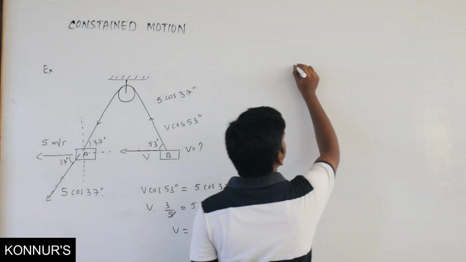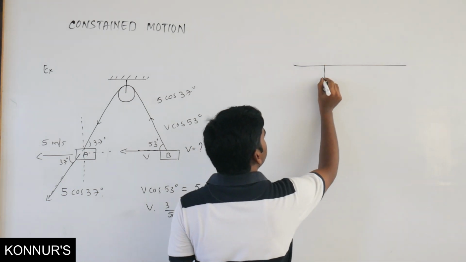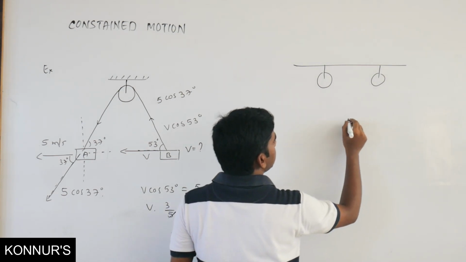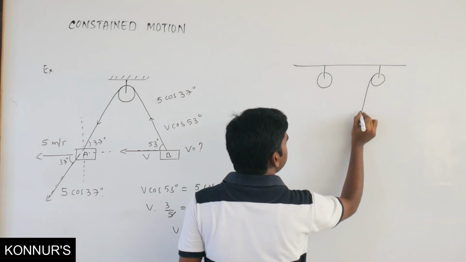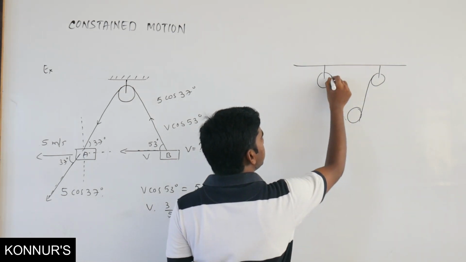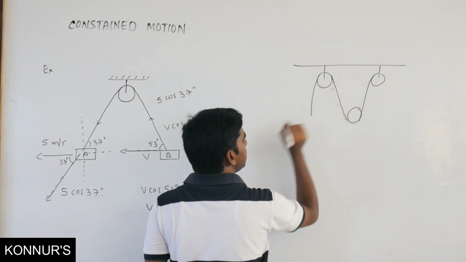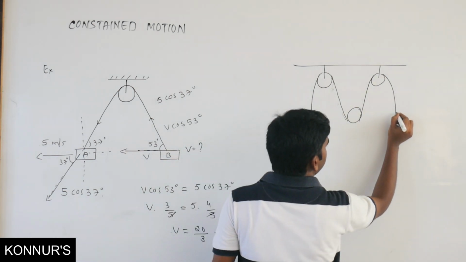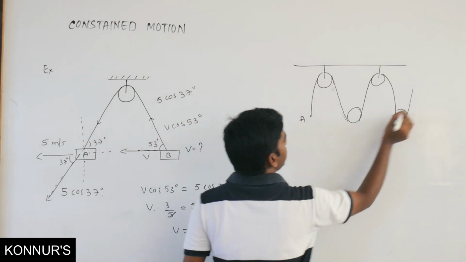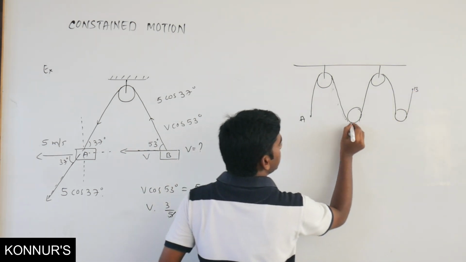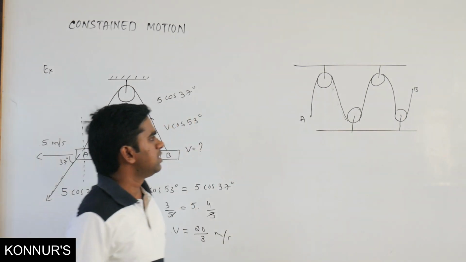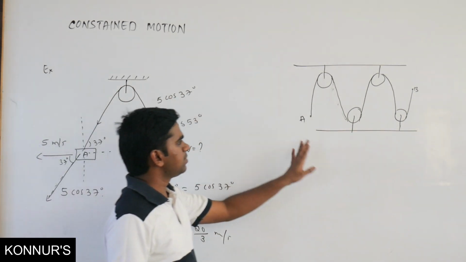Or suppose many pulleys are connected. Suppose one pulley is connected here, another pulley is connected here. Okay, so this is connected to another pulley, and one string is connected to this pulley. So this is what the diagram is. Suppose you take this as point A and this as point B, and these strings are going to connect here. So this is how the four pulleys are connected.